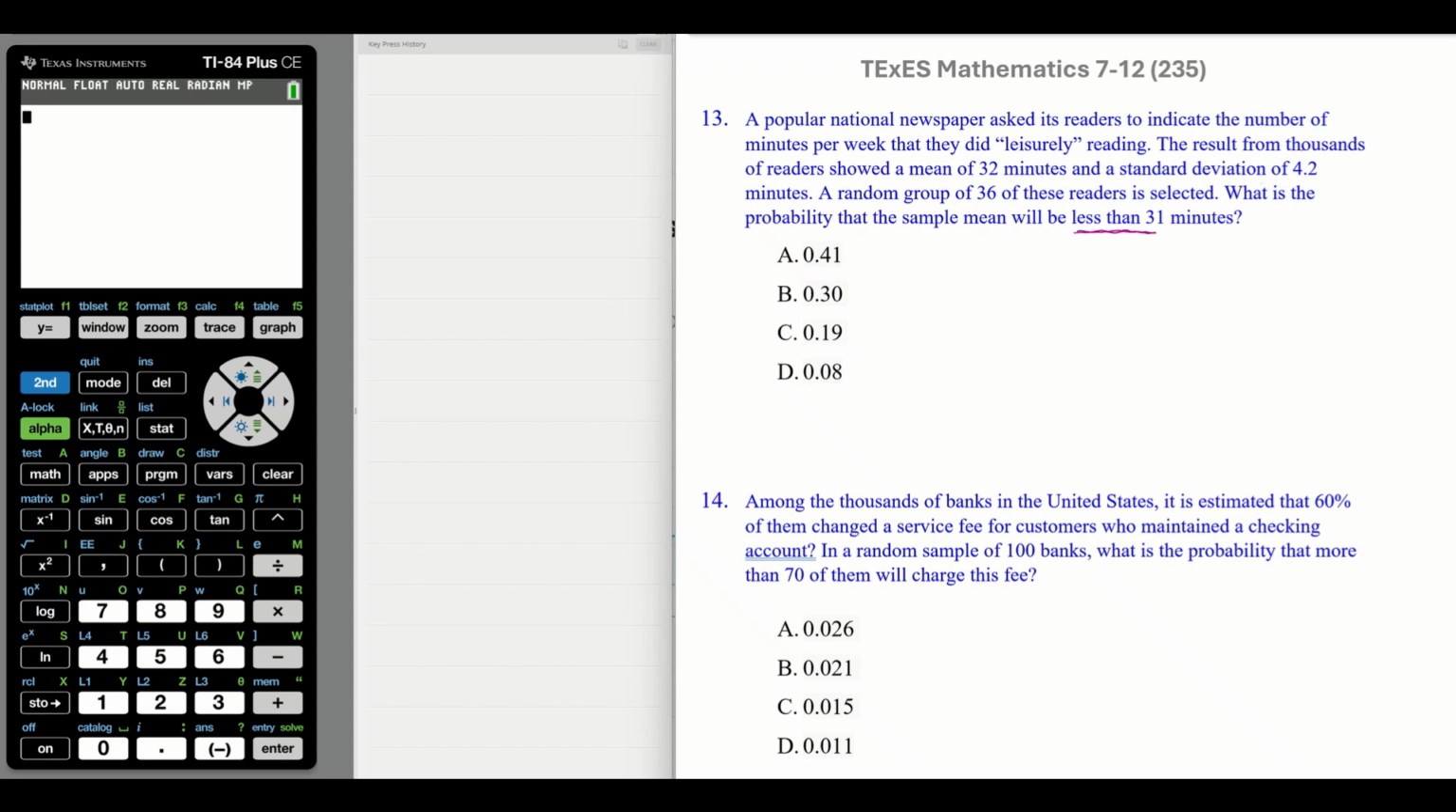Okay, we've got some things going on here. Let's look at the information. We're talking about minutes. Minutes are continuous, so we know that's continuous information, meaning no adjusting on the 31, so we can leave it as is when we go to calculate. Second thing, let's look at the standard deviation. Why do you think they're giving us a standard deviation and then a population number?